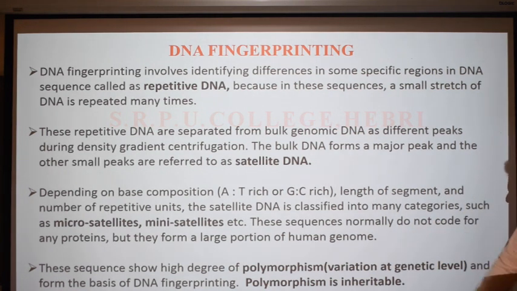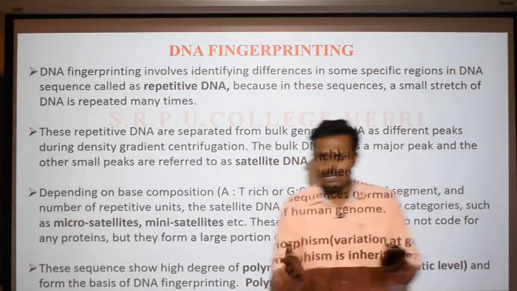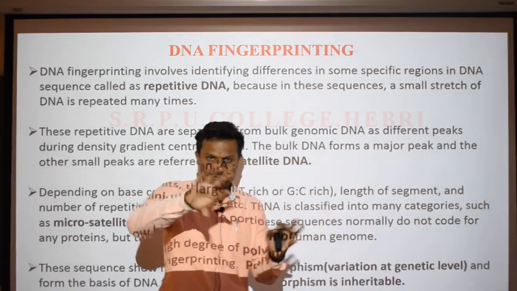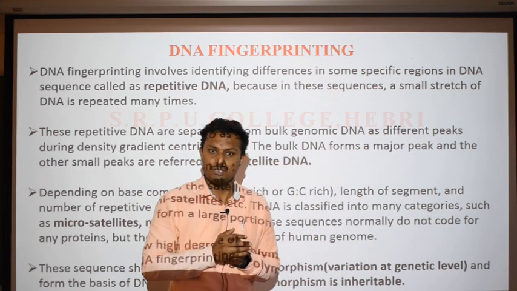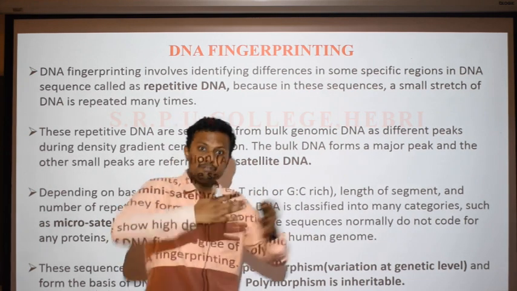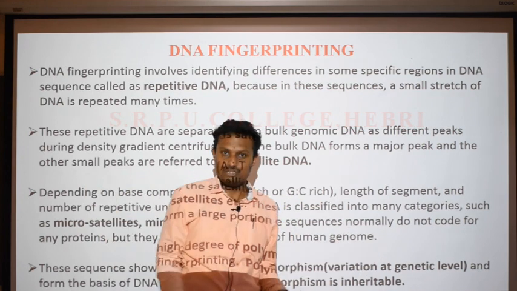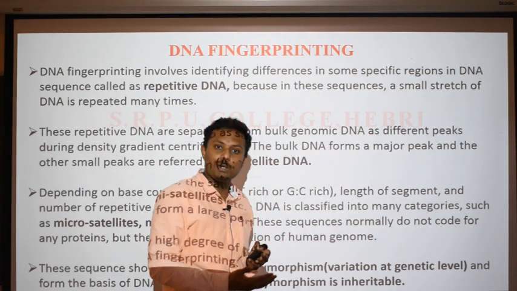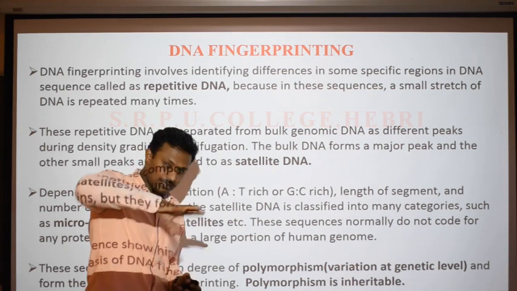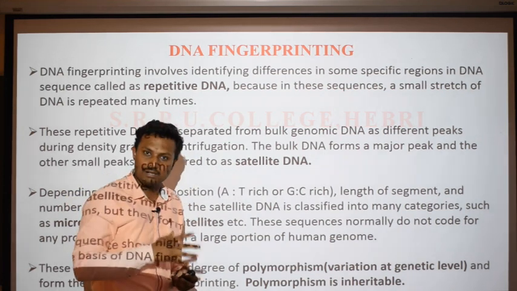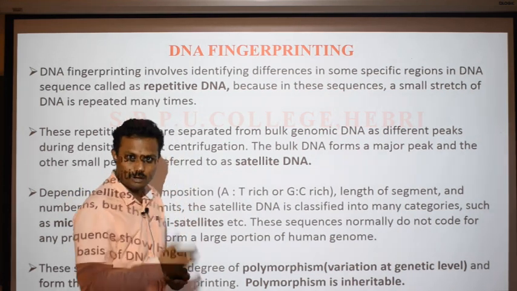Polymorphism is a variation at the genetic level. Poly stands for many, morphism means differences, morpho stands for what? Morphological structure. Polymorphism means different structures or different features. So that is the meaning of polymorphism. So polymorphism at the genetic level means what? The differences with respect to the genetic level or genetic material, that is what is called polymorphism.